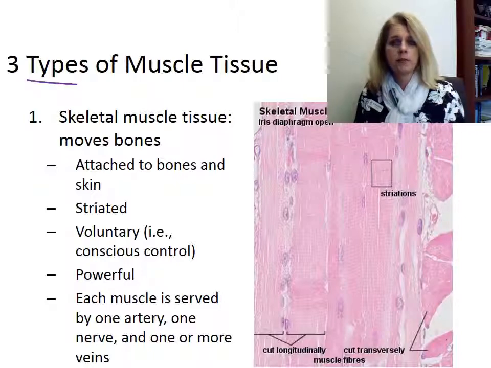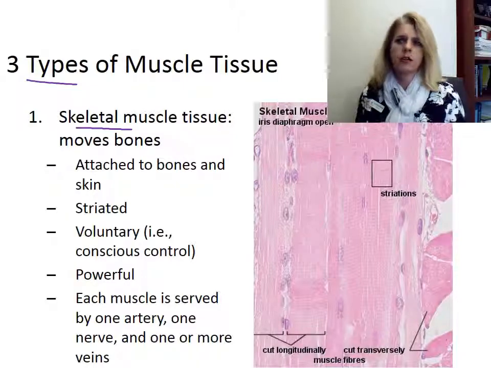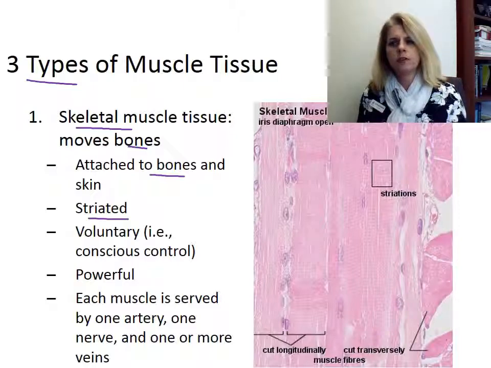There are three types of muscle tissues, and the first one we'll talk about is skeletal muscle. And this is what we're going to spend the most time on in this unit. But skeletal muscle, as the name implies, moves bones. It's attached to the bones. It's also attached to your skin, so you can make expressions with skeletal muscle. It's striated, so if you look at the histology under a microscope, you can see it has these little stripes, little striations.